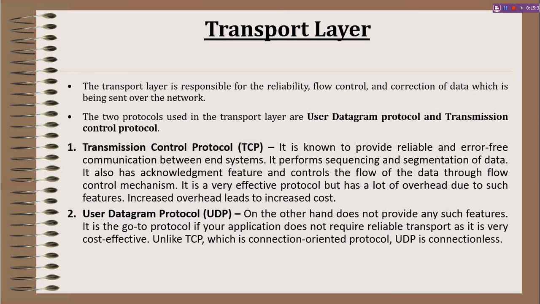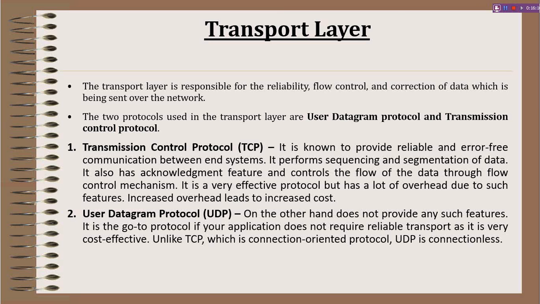The Transmission Control Protocol, TCP, is known to provide reliable and error-free communication between end systems. It performs the sequencing and segmentation of data. It also has acknowledgement features and controls the flow of the data through a flow control mechanism. It is a very effective protocol but has a lot of overhead due to such features. Increased overhead leads to increased cost.